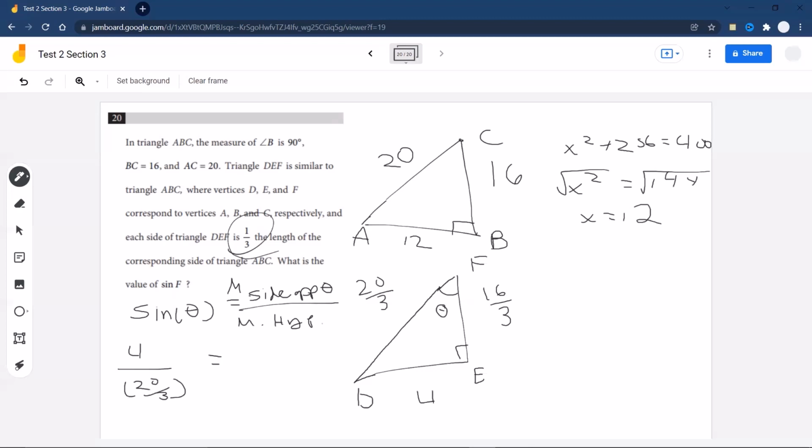Which means that, simply enough, our sine theta is 3 times 4. We flip the reciprocal over 20, because we're dividing by 20 over 3, we multiply by 3 over 20, and that's going to be 12 over 20, and that simplifies to 3 over 5. Because we have 4 times 3 and 4 times 5, we cancel the 4s, and so our sine of F is 3/5. That's the answer we're looking for.